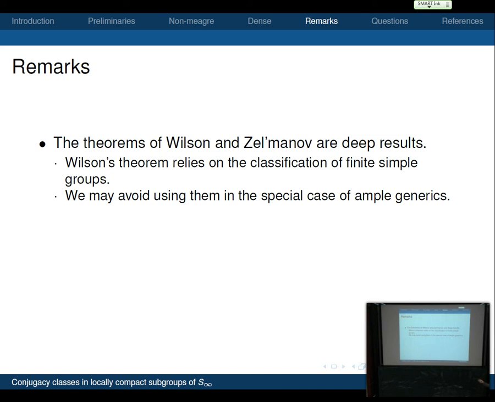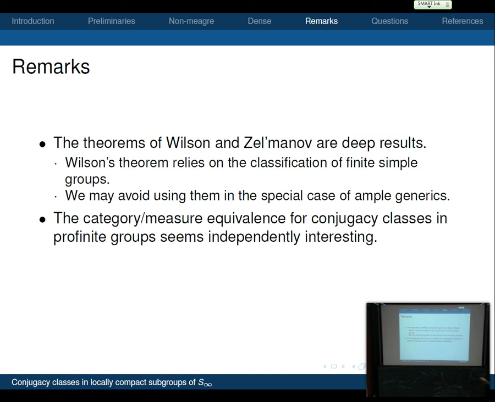And of course, ample generics means you have a comeagre diagonal class on G^n, the n-th Cartesian power of G, for all n. The category-measure equivalence for conjugacy classes in profinite groups seems independently interesting. And on the next slide, I have a question which is related to this, which seems like this equivalence may well shed some light on, or maybe the technique of proof.